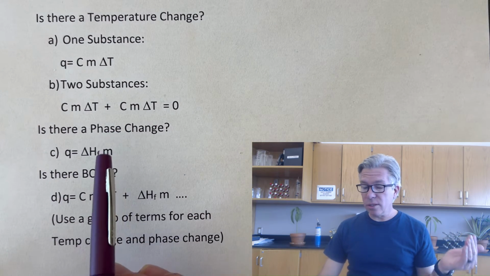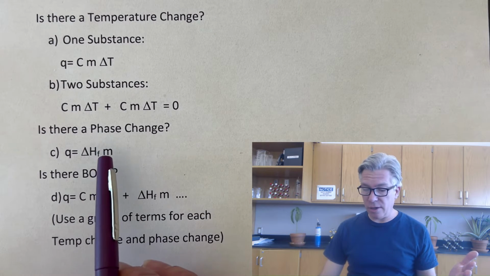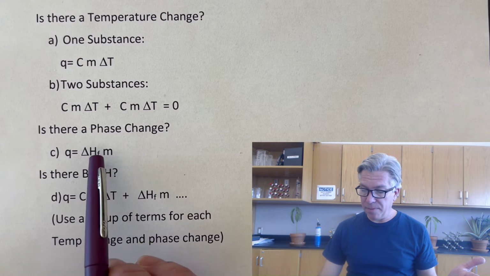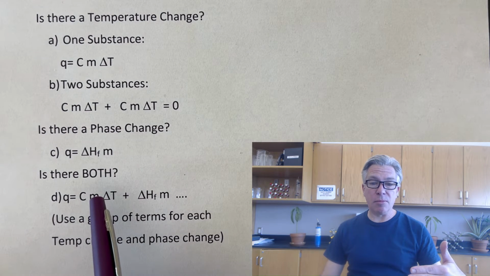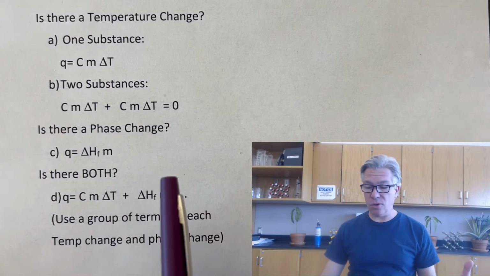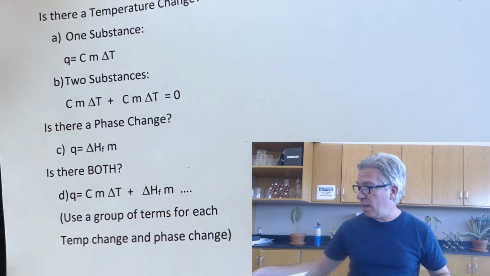Later on, we're going to talk about phase changes like melting, freezing, boiling, etc. And that gets its own little version. And then sometimes there's both, where something heats up to its melting point and then melts, and you have to kind of figure out the total of those. And we'll get to those. But right now, I will repeat that.